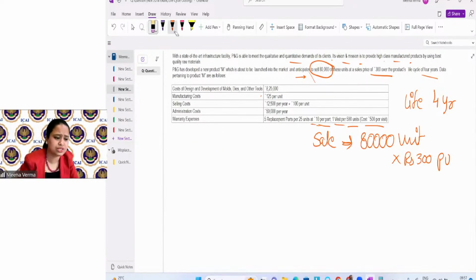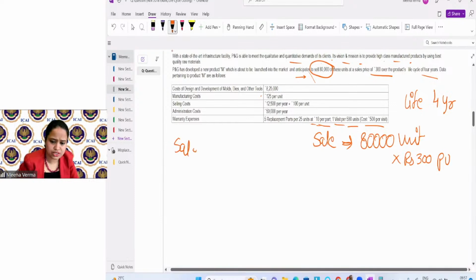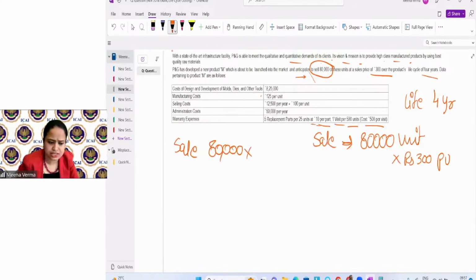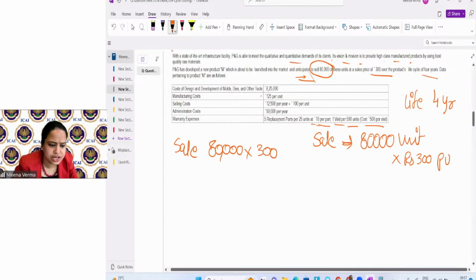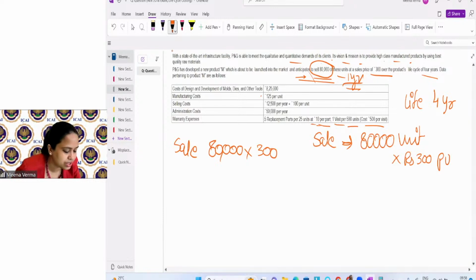So we have to consider the sale. What is the sale? They are selling 80,000 units, and the price is 300. This will give you the sale. Just see whether this is the sale over the entire life or for 1 year. Always check the information. If it is for 1 year, then multiply it by 4. If the sale is for the entire 4 years, just consider 80,000. Be careful when you are reading the question.